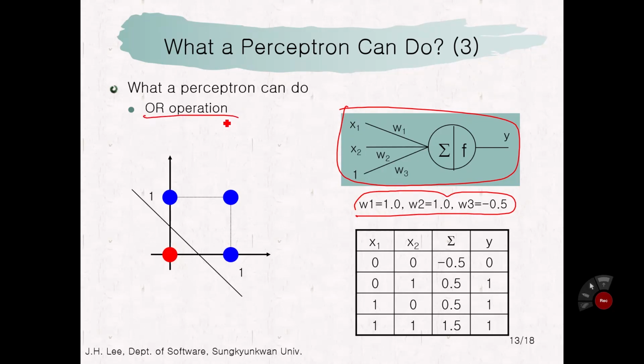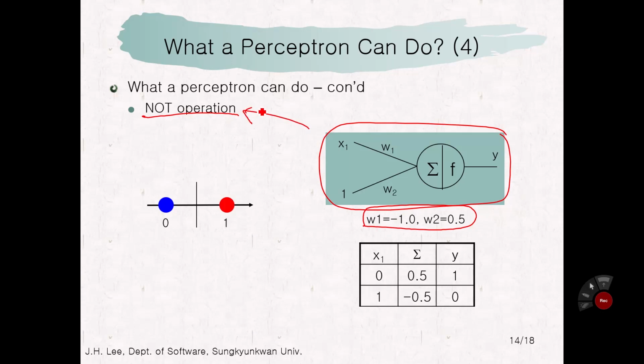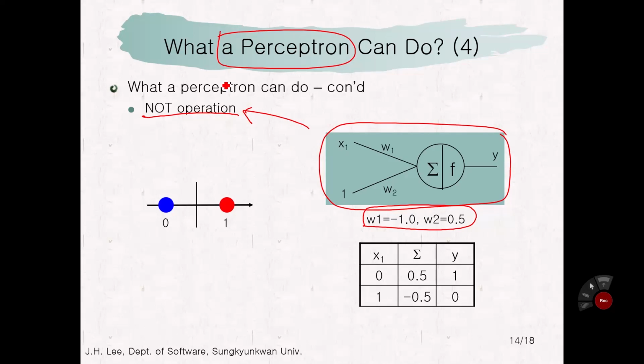And also, I did not explain, but you can make the negation, the inverter, NOT operation. If you set up the connection weights like this, then this neuron will perform the negation, the inverter, right? So now with the perceptron you can build the AND operator, the OR, and the negation. These three logical operations you can implement with the perceptrons.